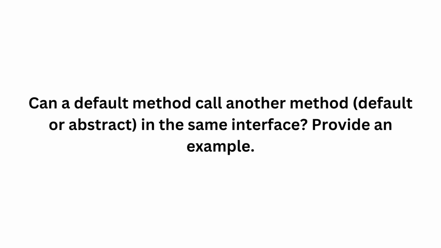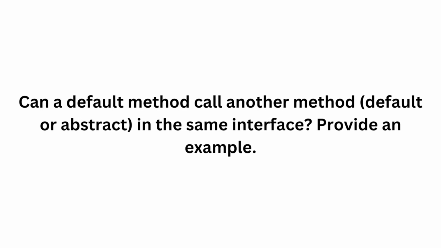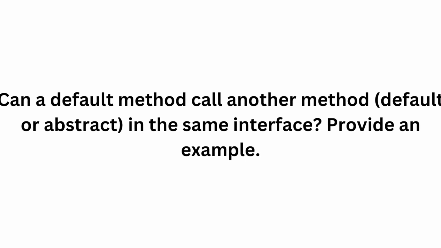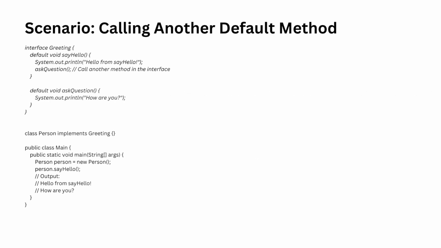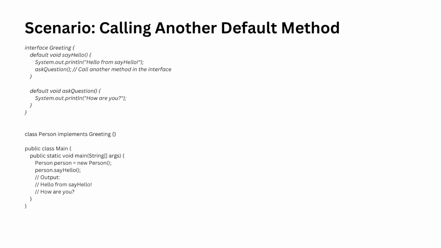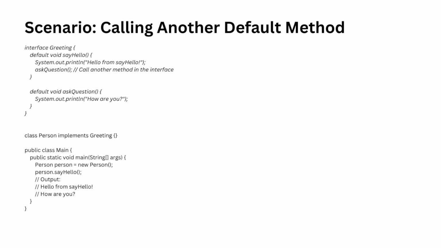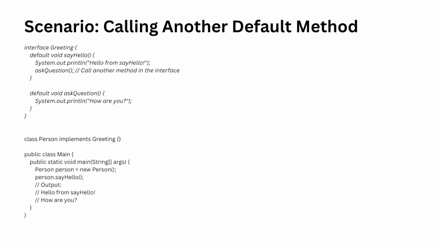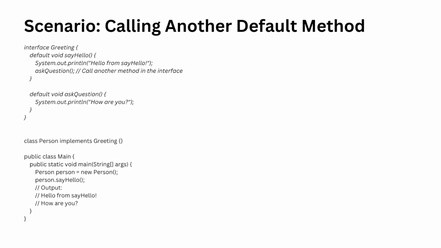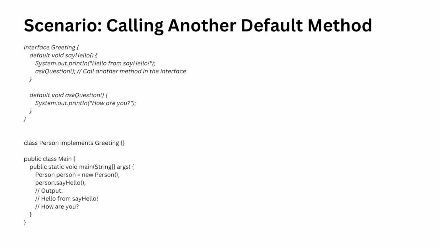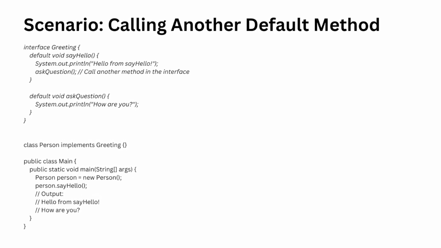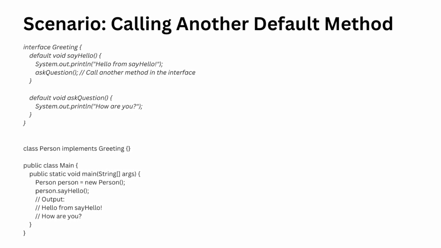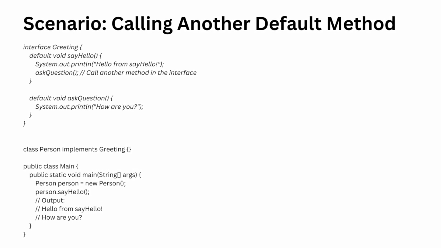Alright, now let's move on to the next question. Can a default method call another method in the same interface? Provide an example. Yes, it can do that. So let's take an example. Here we have an interface greeting and we have the default method say hello. But if you take a look here, we are calling ask question, which is again a default method. So we can do that, right? A default method can call other default methods in the interface, abstract methods declared in the interface, and the static methods in the interface. So all sorts of methods.